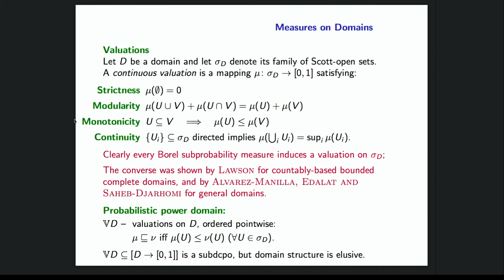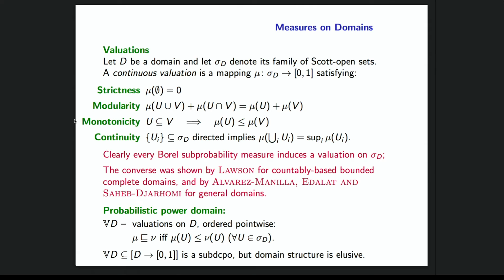So on domains, how do we think about measures? Well, if D is a domain, or just a DCPO in fact, let's let sigma sub D denote its family of Scott open sets. Then we'll say a mapping mu is a continuous valuation on the Scott open sets into the unit interval if it satisfies a strictness property, that its measure of the empty set is 0. It satisfies modularity, that the measure of the union plus the measure of the intersection is the sum of the measures. It's also the same as the inclusion-exclusion principle, if you like.